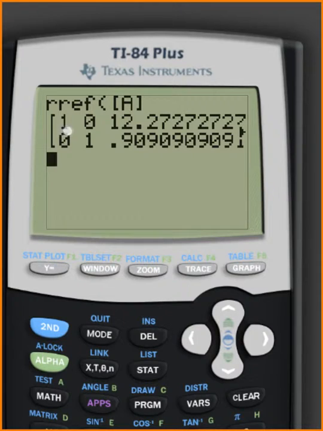What this is saying is, 1x plus 0 is equal to 12.272727. So x is equal to 12.272727. Second row here is saying 0x plus 1y is equal to 0.90909090. So in other words, 0 times x is just 0. This 1y is just y. So y equals 0.90909090.